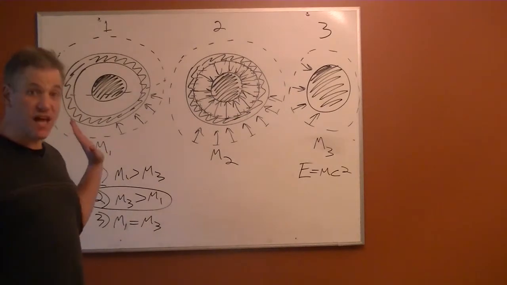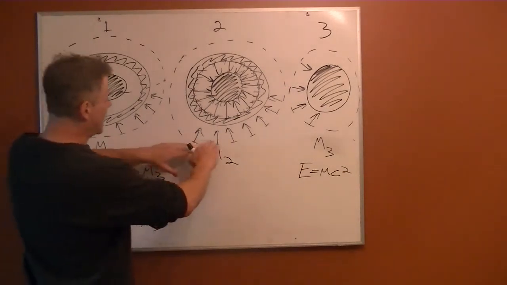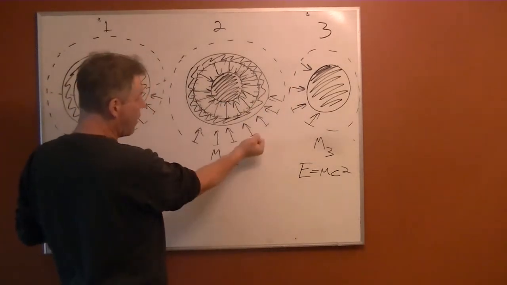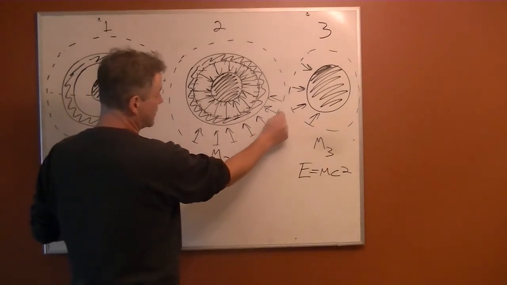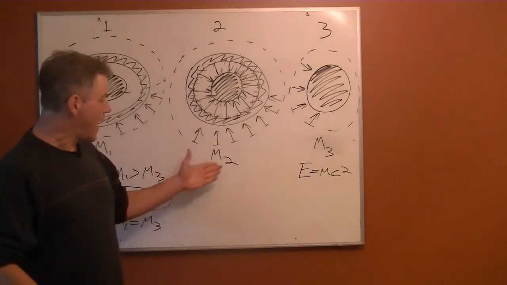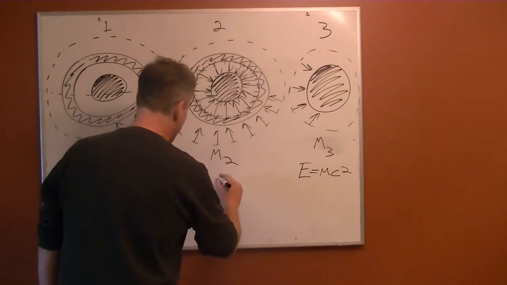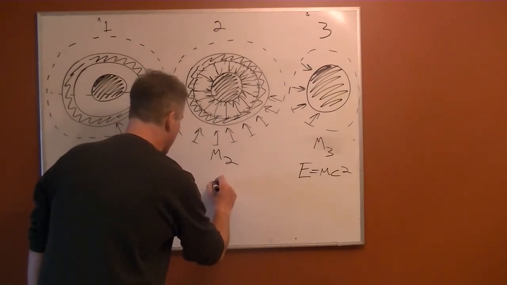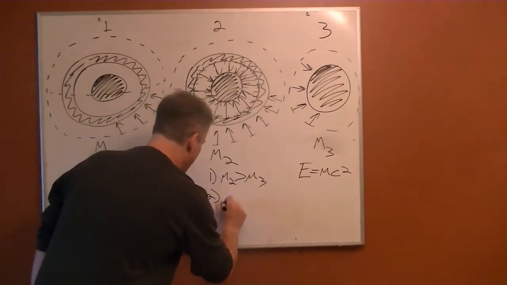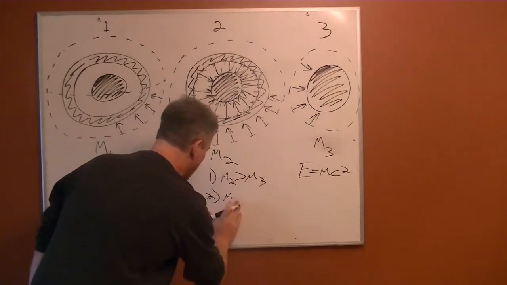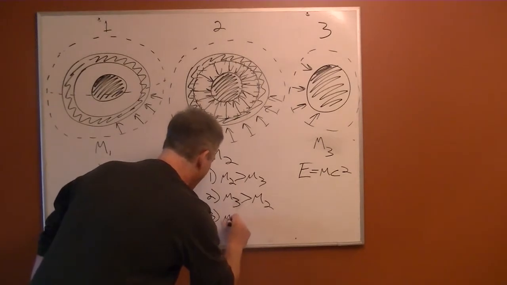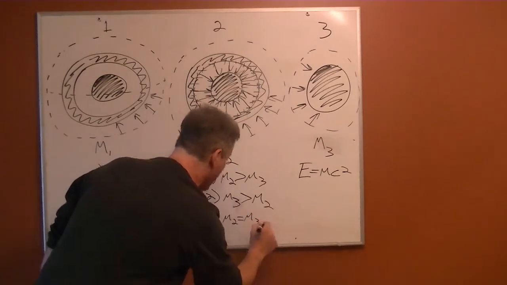Now remember, I'm not looking inside. I am just standing out here and seeing how hard all the stuff in here pulls on any object I might put out at my imaginary Gaussian surface. And from that, I'm finding M2. Our second question becomes, how does M2 relate to M3? 1, M2 is greater than M3. 2, M3 is greater than M2. 3, M2 is equal to M3.